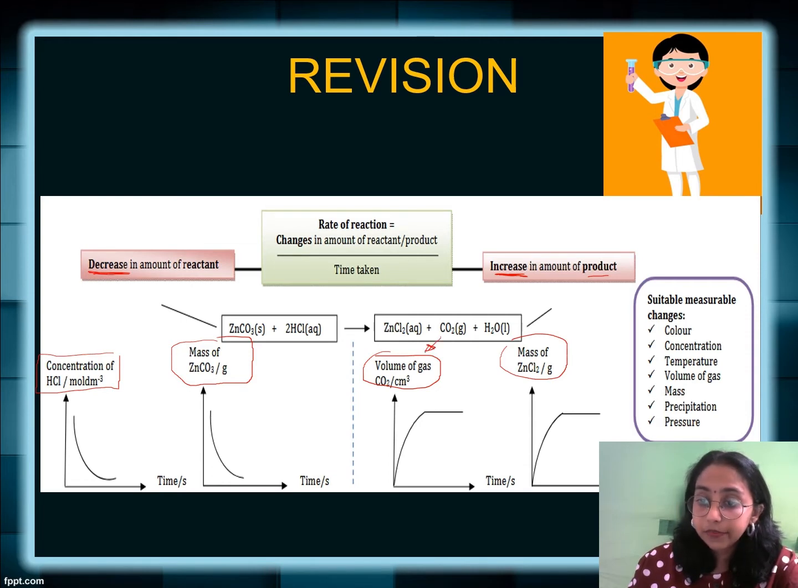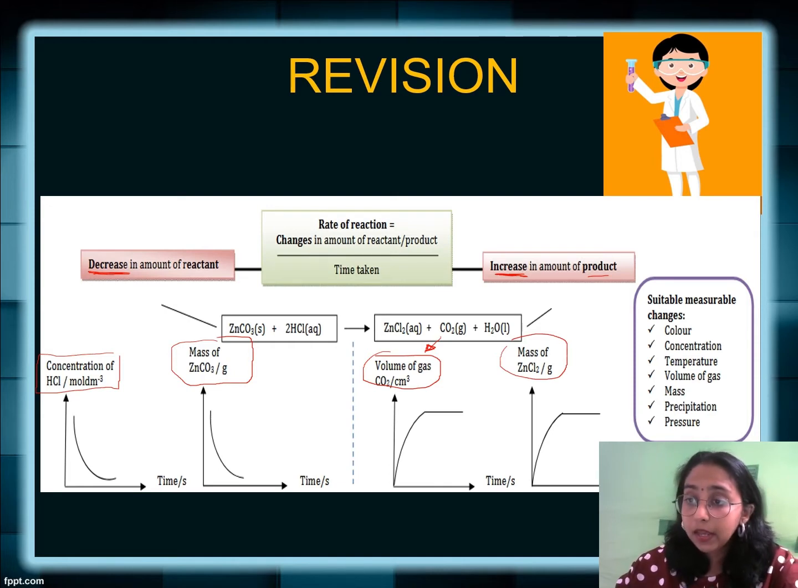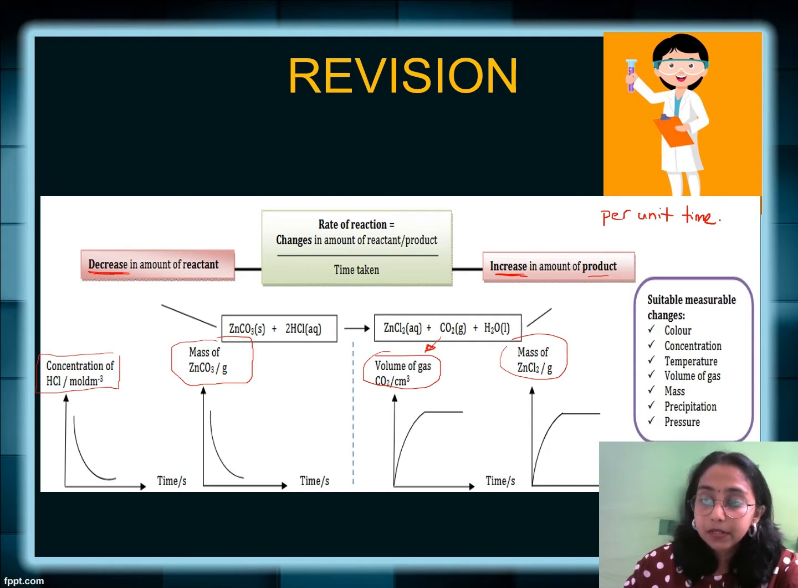So when I want to define, I have to say the increase in the volume of gas released per unit time. Okay, students, when you want to define, you have to put it in terms of per unit time, not per time. Most of the time, the candidates use per time. That's wrong. Per unit time. Okay. So that's the correct way how you define rate of reactions.